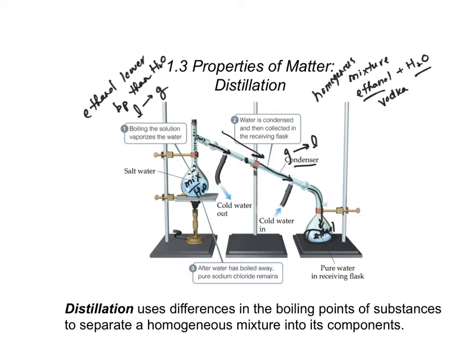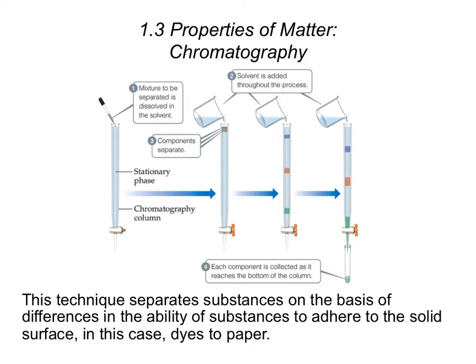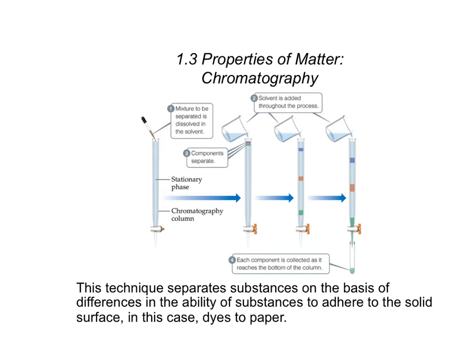Okay, so one more. So we looked at filtration. That was a means of separating a heterogeneous mixture. We looked at distillation, a means by which you can separate a homogeneous mixture. Chromatography is another means by which you can separate a homogeneous mixture. And what this is going to take advantage of is differing affinities of certain molecules for solid substances.